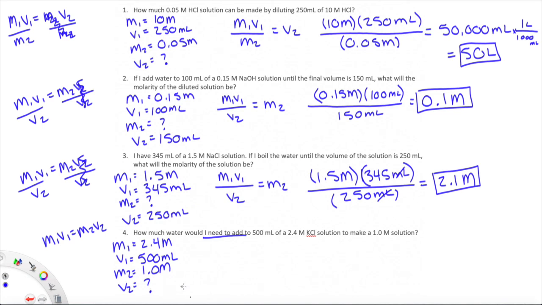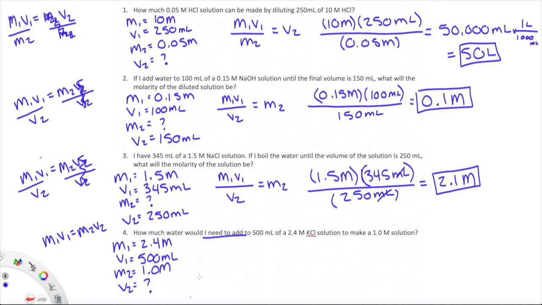Here's the mistake that most students make with this problem the first time they attempt it. They calculate V2 and they stop there. And this problem, because it's asking how much water you would need to add, there's one additional step that you have to do. So when we calculate V2, what we're calculating is what the final volume is. That's the initial volume plus the water that we had to add. So we're going to have to subtract our initial volume from the final volume in order to figure out how much water we needed to add.